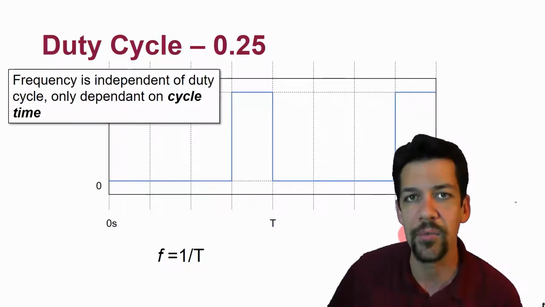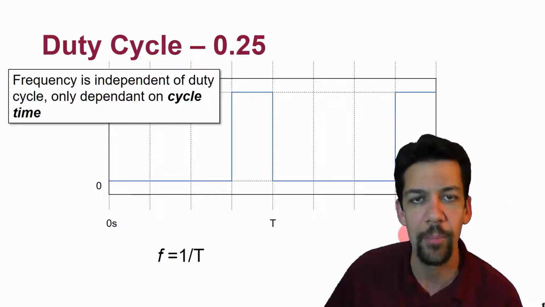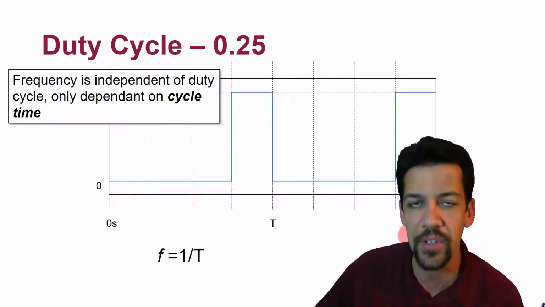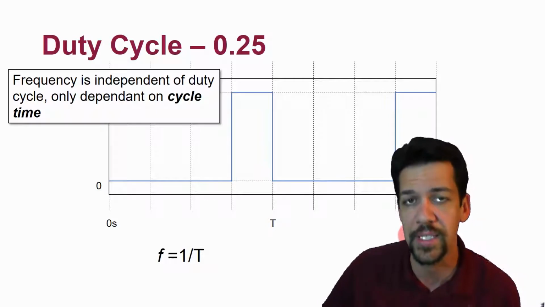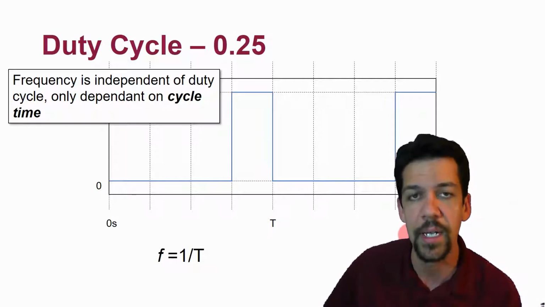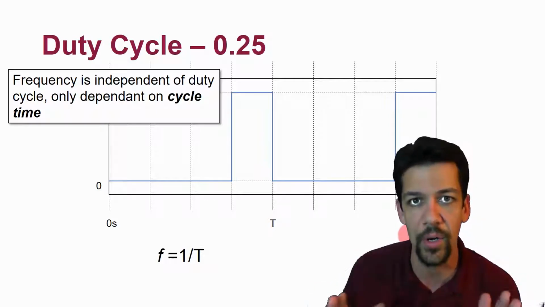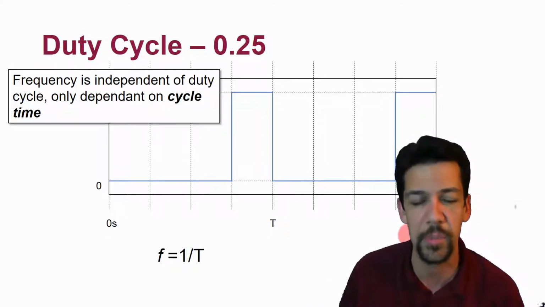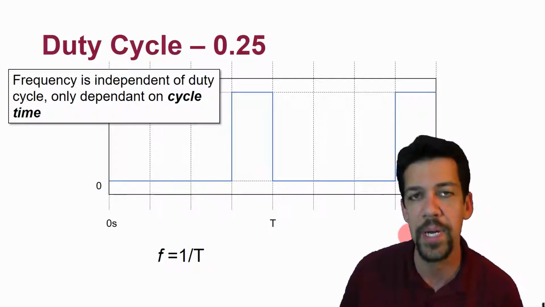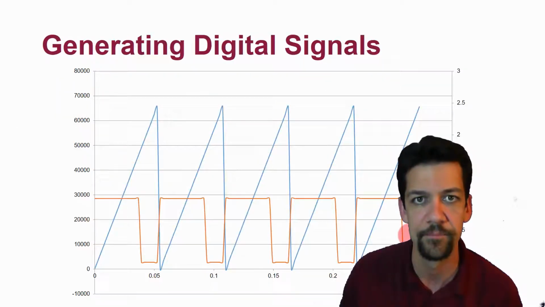And frequency is related to the period as the inverse. So frequency is the inverse of the period. So if the period changes, that's different. That's not the duty cycle. That's the time of the overall signal cycle. So if the period changes, then the frequency changes. But the duty cycle doesn't affect the period or the frequency.